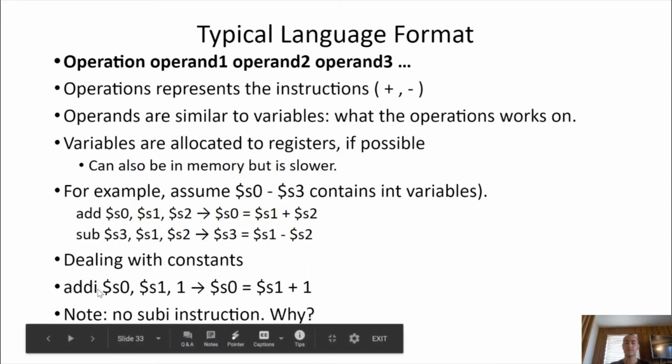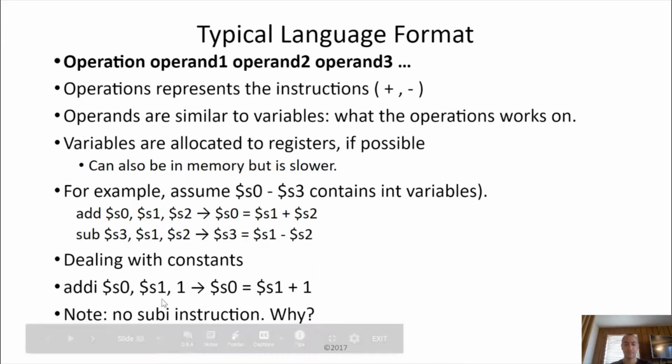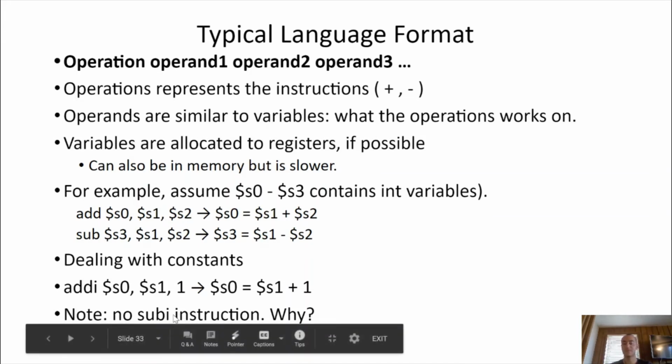There are specific instructions where the I indicates that it is a constant, or immediate, and you can have your third argument as a constant. We are going to see later how the assembler takes care of this and converts it to a series of smaller instructions. But this is the basic instruction that we are looking at here. And we don't have sub I because you use add I with a negative sign.